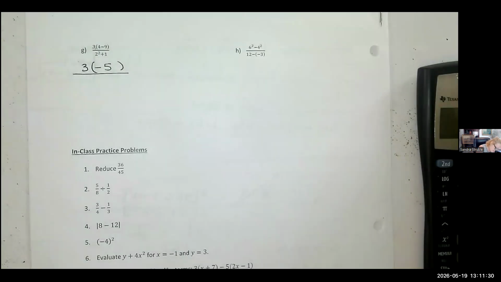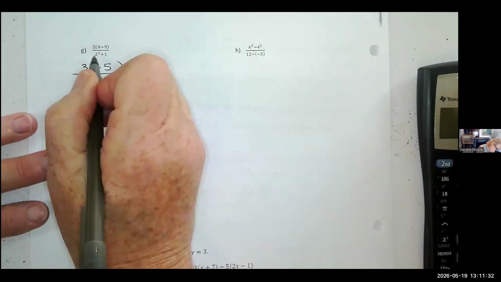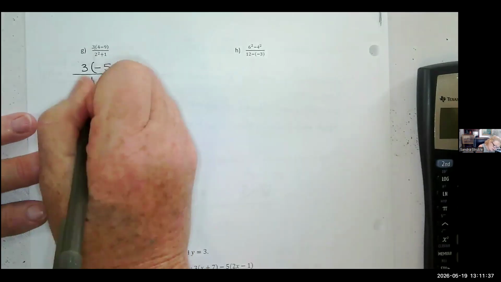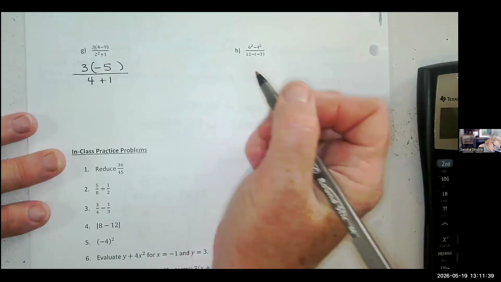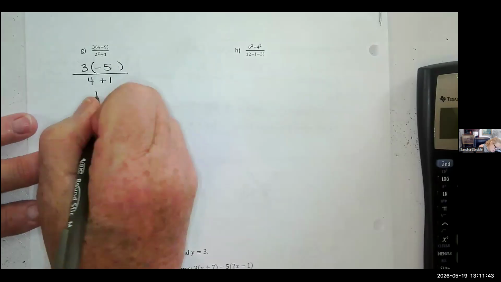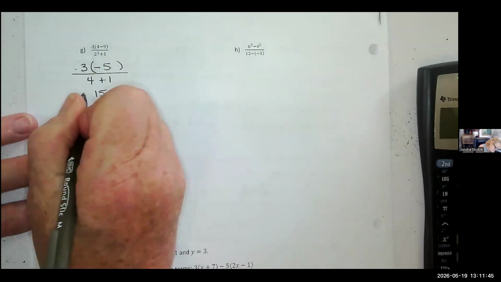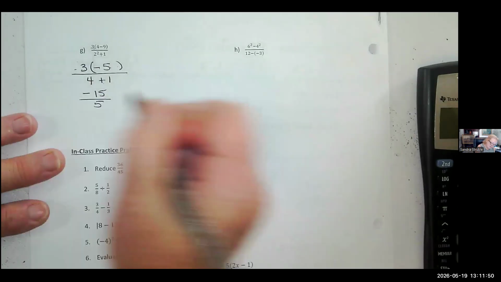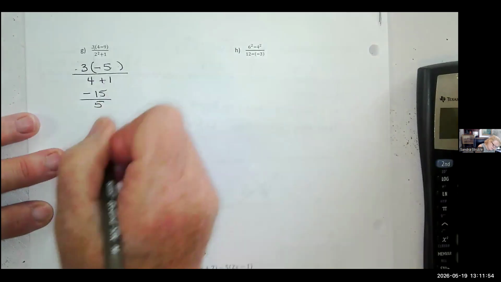We've got an exponent and we've got addition. 2 squared is 4. Bring down the plus 1. For my numerator, I can now multiply. 3 times 5 is 15. Positive times a negative is a negative. Over 4 plus 1 is 5. Now I can divide. 15 divided by 5 is 3. A negative divided by a positive is a negative.